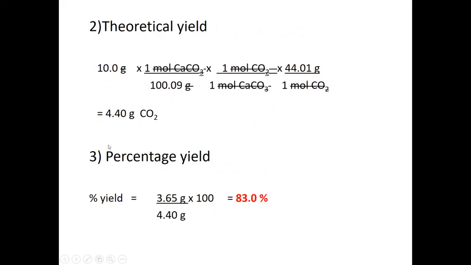Then after that, to calculate the theoretical yield, about 10 gram times 1 mole of calcium carbonate, you have 100.09 gram. This is referring to molar mass of calcium carbonate. And 1 mole calcium carbonate equal to 1 mole CO2. This 1 and 1 is referring to stoichiometry. And here 1 mole CO2 equal to 44.01. Here is referring to molar mass. Then you cancel the unit, you get 4.4 grams CO2. And the percentage yield is 3.65 gram in the question given, divided by this theoretical yield times 100%. Then the value is 83%.